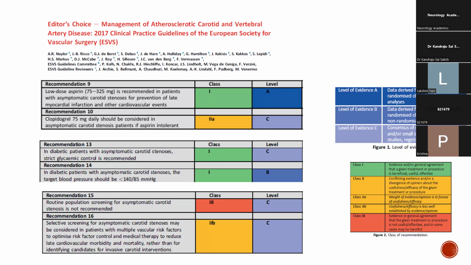So with the recent trials, in patients with a high-risk plaque, we can go for the best medical therapy.